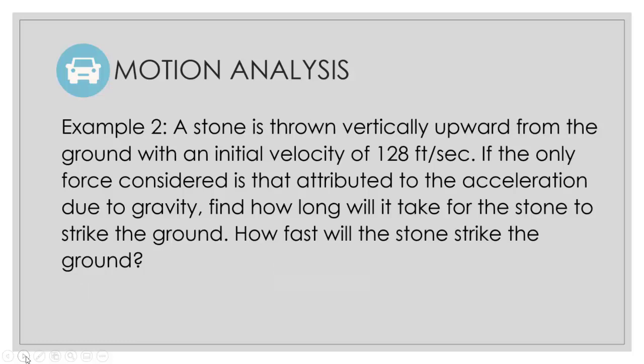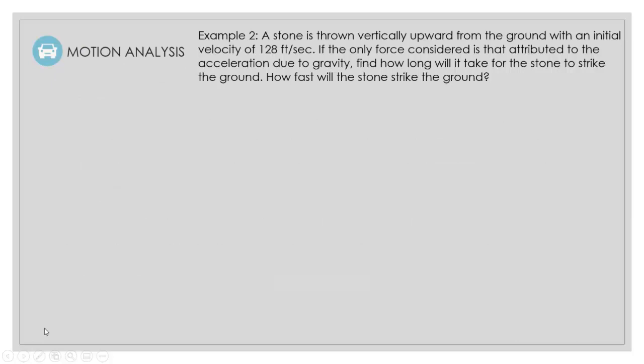This is the second problem under motion analysis. Please take some time to read and understand the problem. We can visualize the trajectory of the stone using this simple diagram. Its initial point is at point 0. The maximum height that it can attain is at point 1, and its final position once it falls back to the ground is at point 2.